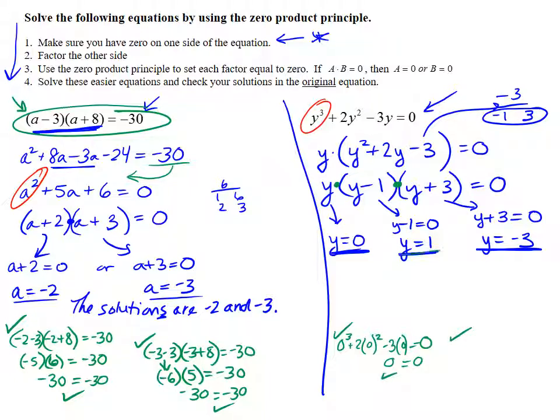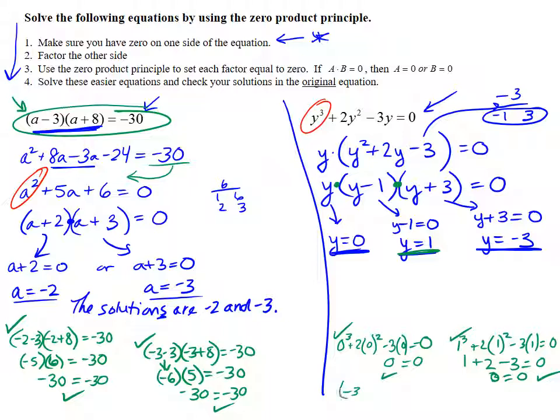The second solution, the 1, plug that in. 1 cubed plus 2 times 1 squared minus 3 times 1. Is that equal to 0? Well, I get 1 plus, well, 1 squared is 1, times 2 is 2, minus 3. That looks like 3 minus 3, or 0, equals 0. So that one checks. And our last one, plug in a negative 3.